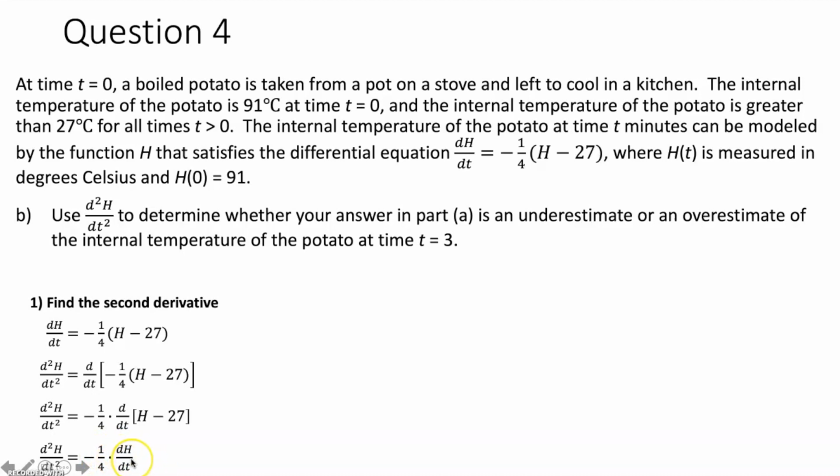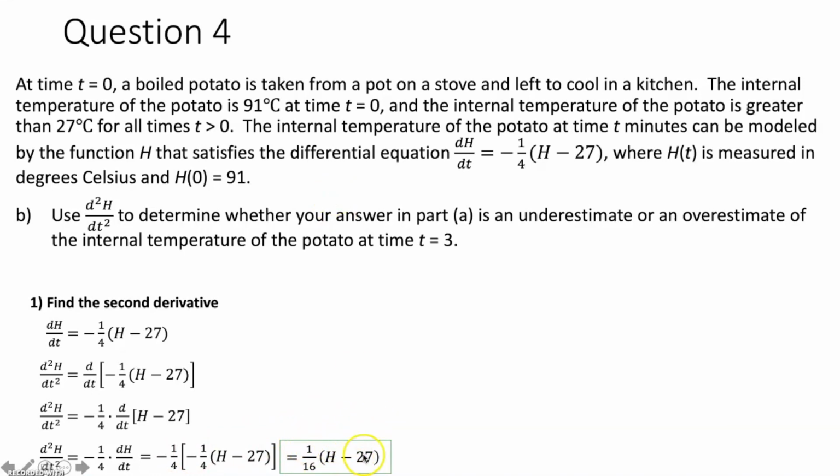Now we want to rewrite this so it's in terms of h and t. We know what dh dt is equal to, right? It's equal to negative 1/4 times the quantity h minus 27. So we can plug that in here and then multiply these negative 1/4s out front. We get positive 1/16 times the quantity h minus 27. That is the second derivative of our function h.